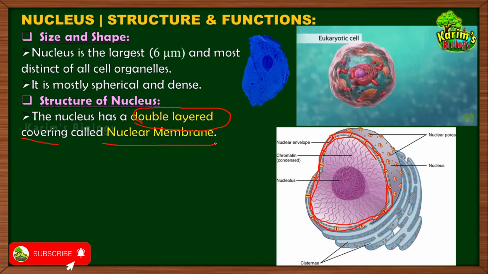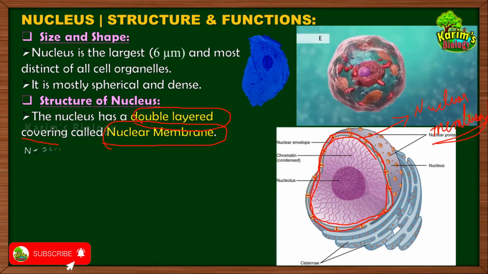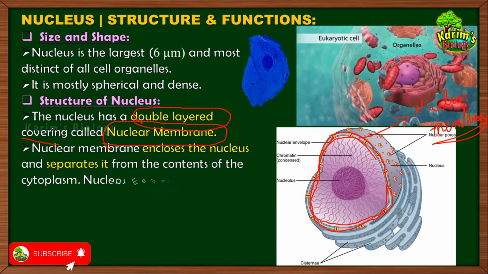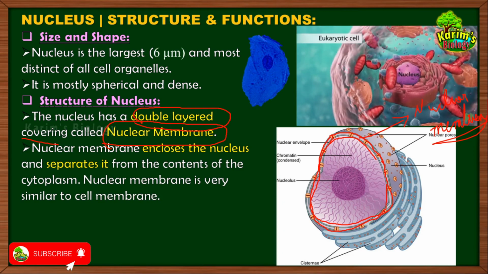And what is it called? This covering is called the nuclear membrane. So this double layer structure that you see over here is the nuclear membrane. This is the nuclear membrane, right? And then the nuclear membrane encloses the nucleus and separates it from the contents of the cytoplasm.